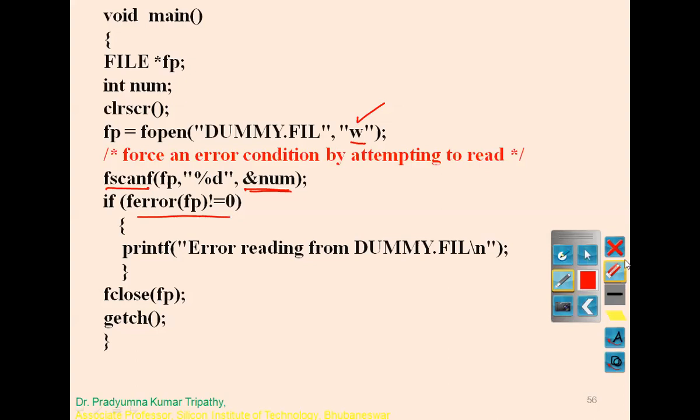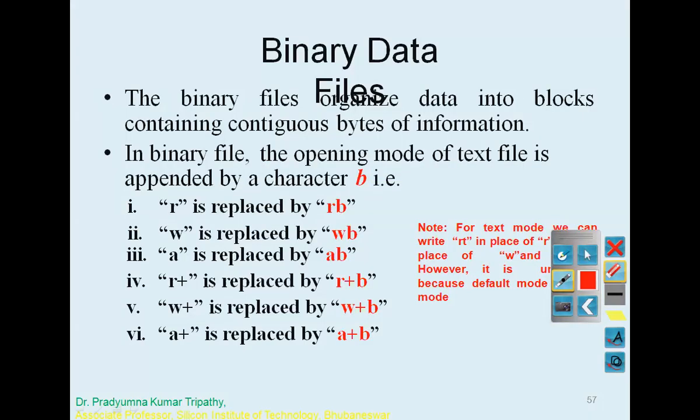Okay. Till now what have we discussed? We have discussed the text files. Now we go for the binary files. How to open in binary mode? There is nothing much different. The only thing is that along with r, w, a, or r plus, w plus, a plus, you just have to add the character b over here. The b stands for binary. So once you put b there, it will be in binary mode.